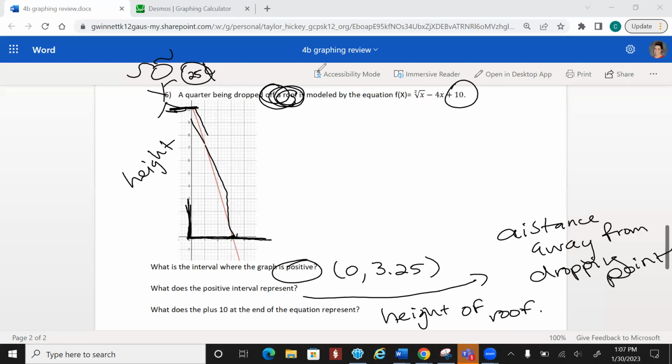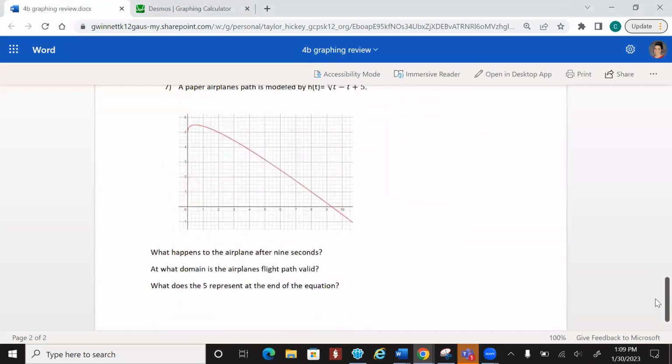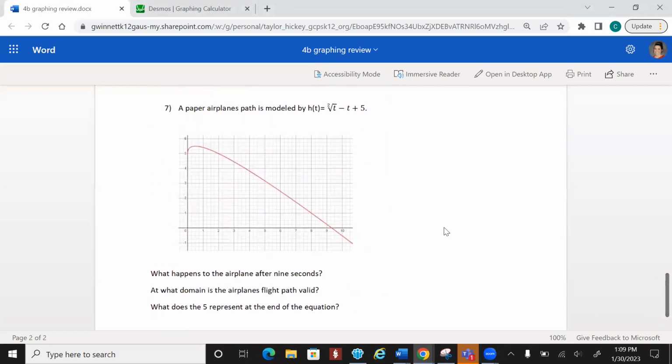Yay. Okay. Talk to me about what's happening in number 7. Like what's going on in this situation? Okay, so I'm throwing a paper airplane, right? This is me over here. Don't make fun of my paper airplane. I can't draw a paper airplane. This is my awesome paper airplane. Boom. There it is. Beautiful.